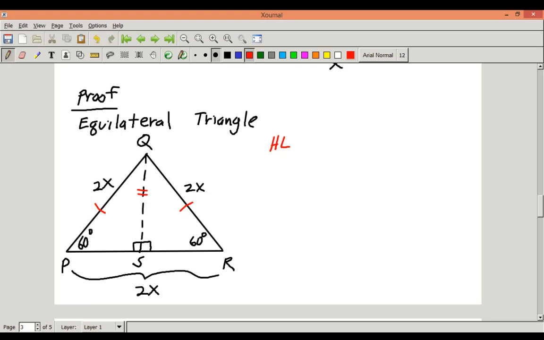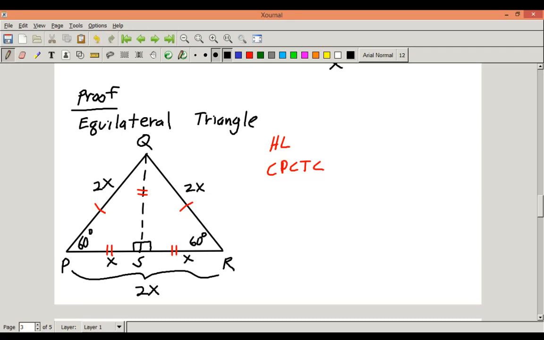And so that tells you that these 2 segments down here, PS and SR, are congruent to each other by CPCTC. Corresponding parts of congruent triangles are congruent. See, you can't forget that. And that means that since those 2 pieces are congruent and they add up to 2x, each piece is going to be x.